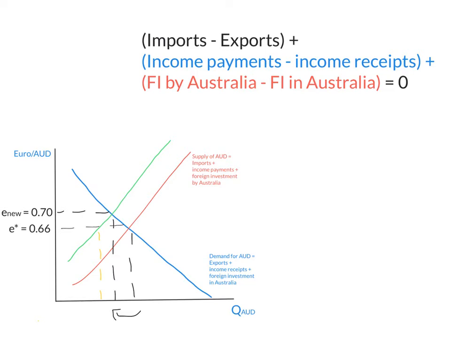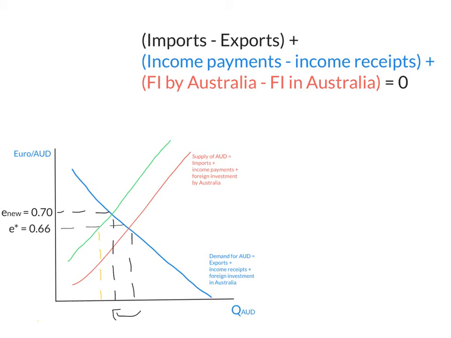Another way to summarise this is by our balance of payments identity. Remember that because the quantity of Australian dollars bought must equal the quantity of Australian dollars sold, then imports minus exports plus income payments minus income receipts plus foreign investment by Australia minus foreign investment in Australia must equal zero. It's an accounting identity. It's got to always hold. So if the Buy Australia campaign works and imports go down, then something else has to change.